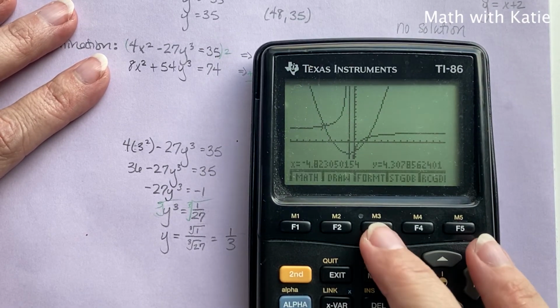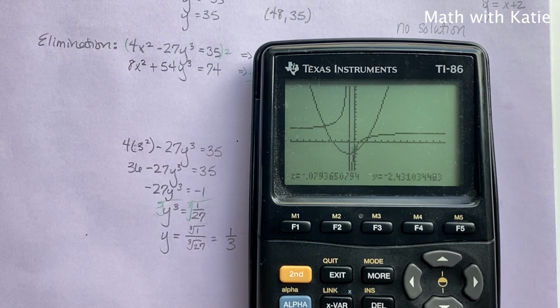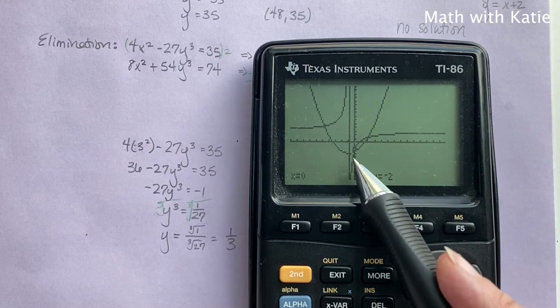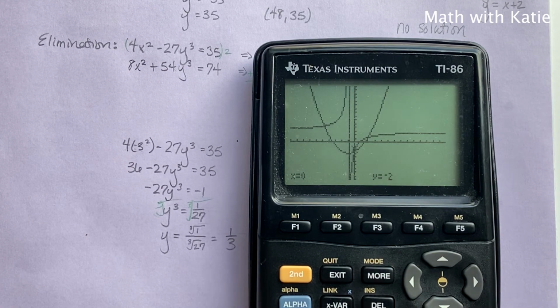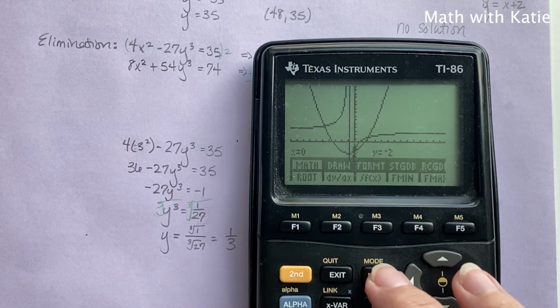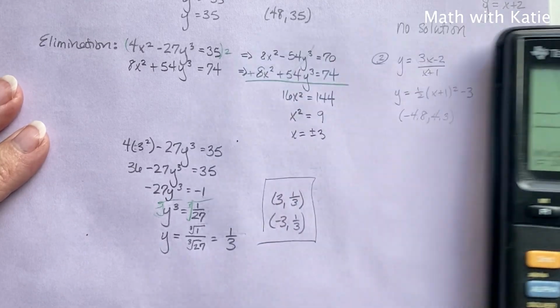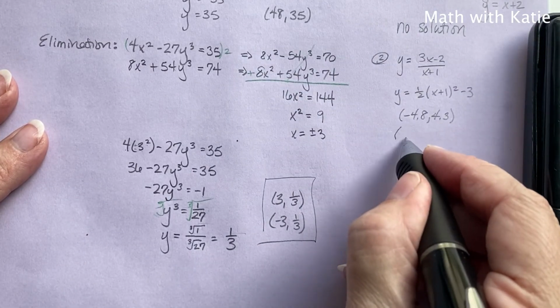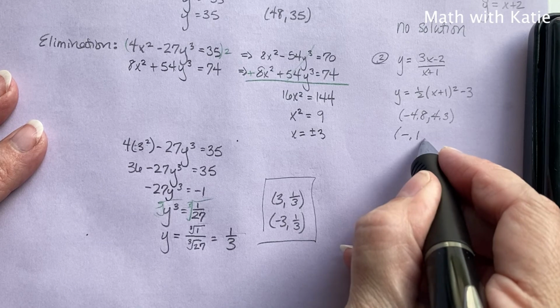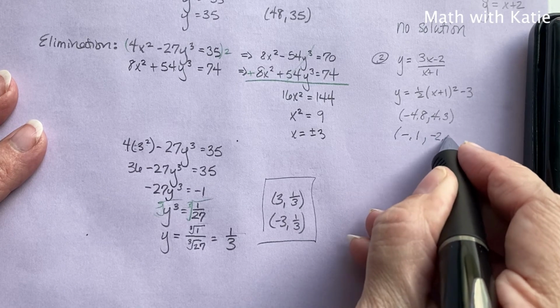All right, go back over here. And again, we're going to have to trace. So let's do 0. Oh, that's really close. Okay, so now we'll do math. Yes, yes, yes. Okay, so -0.1, -2.6.